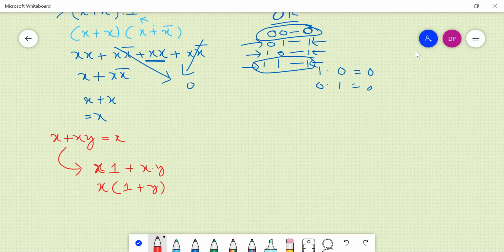Refer to this: 1 or with any variable, this one 1, this one 1, and this one, it is always 1. So what will be the answer? x into 1, so x. It is x.